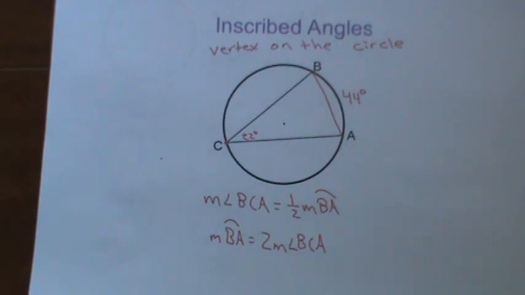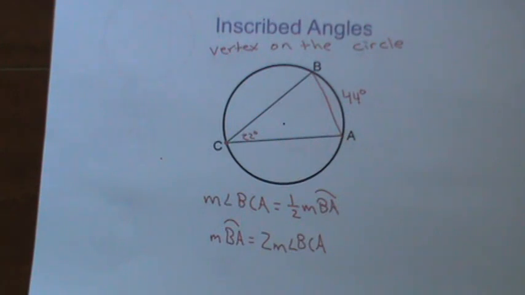In today's lesson, we're going to talk about inscribed angles. An inscribed angle has its vertex on the circle. Yesterday we talked about central angles where the vertex was at the center of the circle. So with an inscribed angle, like angle BCA, its vertex is at C, which is on the circle.